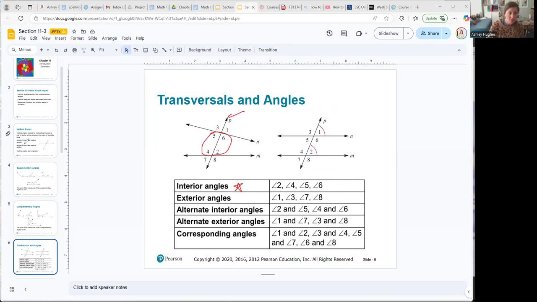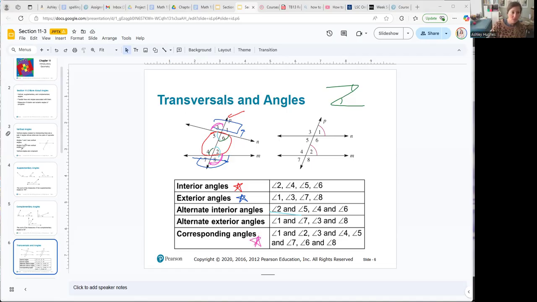The exterior angles, it would make sense, are on the exterior of the lines. So these guys are on the exterior and these guys are on the exterior. Those are exterior angles. Alternate interior angles are angles that are inside, but they are alternating, so they're on opposite sides. Like these are alternate interior angles, and then 4 and 6 would be alternate interior angles. They make like a Z. So if I had this situation here, these guys would be alternate interior angles. Alternate exterior angles are the same thing except on the outside, so like 3 is alternating with 8, and then 1 and 7.